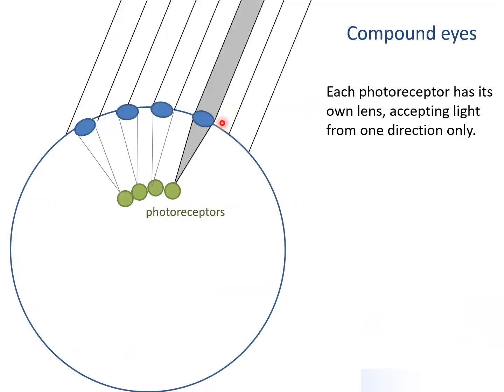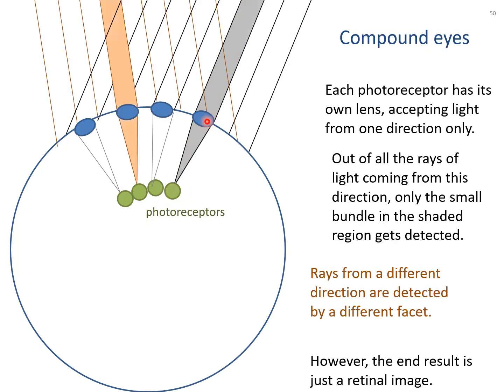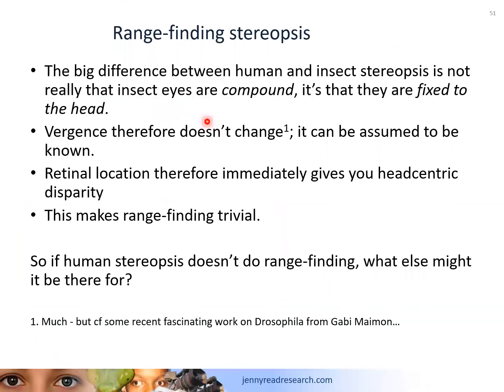In the case of compound eyes, most of the light is wasted, it just bounces off the eye. Each photoreceptor has its own individual lens, and so the photoreceptor that collects light from this direction only collects a small fraction of the light into the eye. And similarly, light from a different direction gets detected by a different photoreceptor. So this makes insect eyes very inefficient, and they're also very low resolution, but the end result is just a retinal image, same as it is in us.